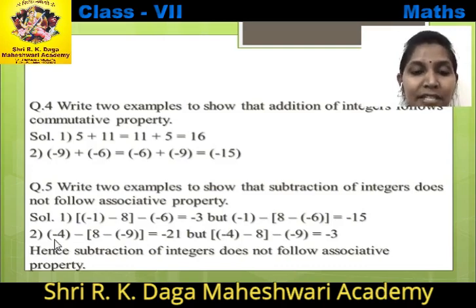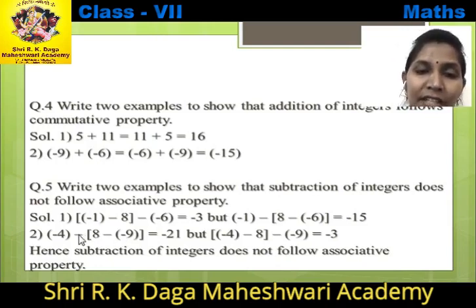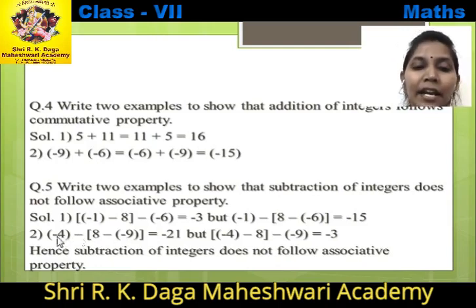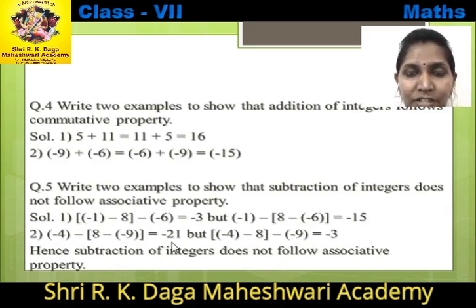Second example is minus 4 minus 8 minus minus 9 is equal to minus 21. Now see, 8 minus minus plus, so 8 plus 9. 8 plus 9 is 17 with minus sign, and minus 4 is also here. So minus 4 minus 17 is equal to minus 21.